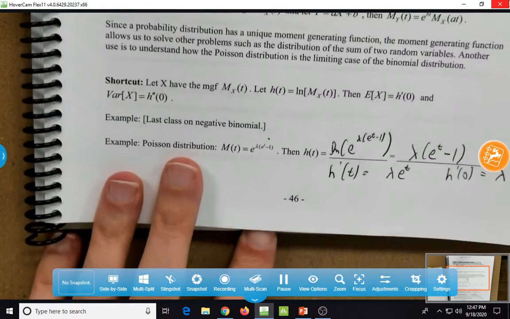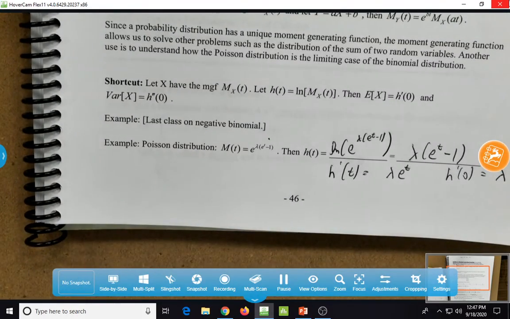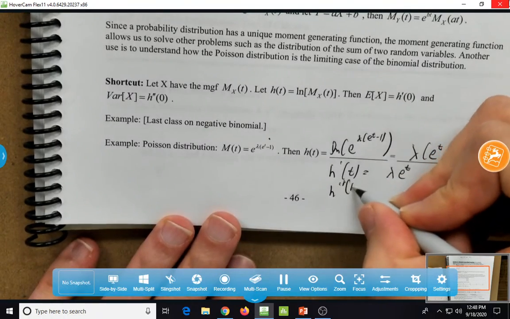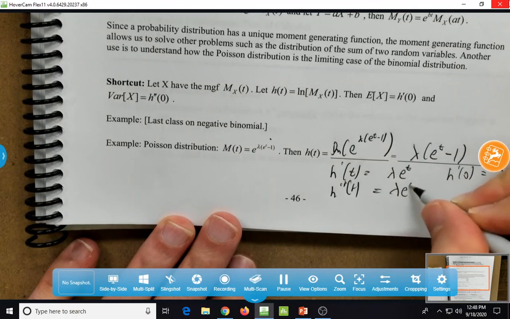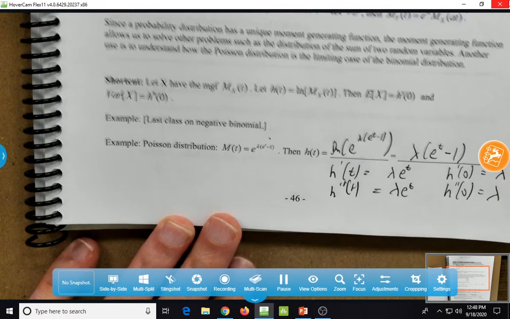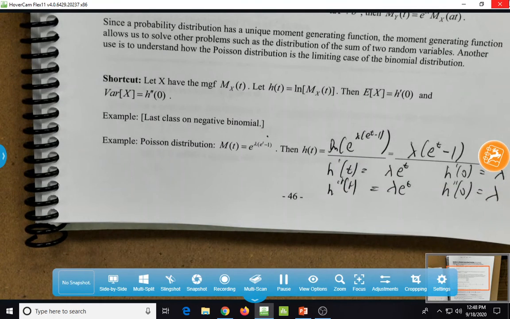Sorry. So if I take the natural log, h prime of t, just remember we're taking it with respect to t, so the minus 1 doesn't stick, and so h prime of 0 is lambda. So the mean is lambda. Also, the second derivative of h is lambda e to the t, and so h double prime of 0 gives me lambda, the variance.